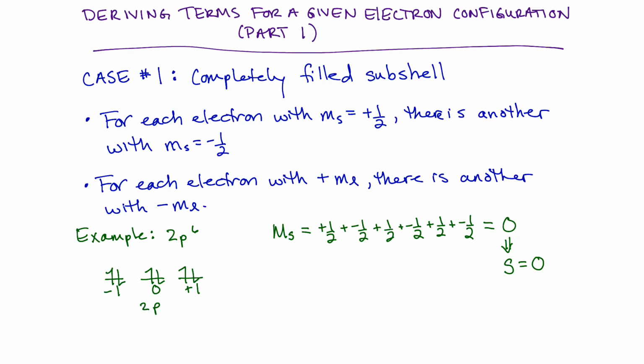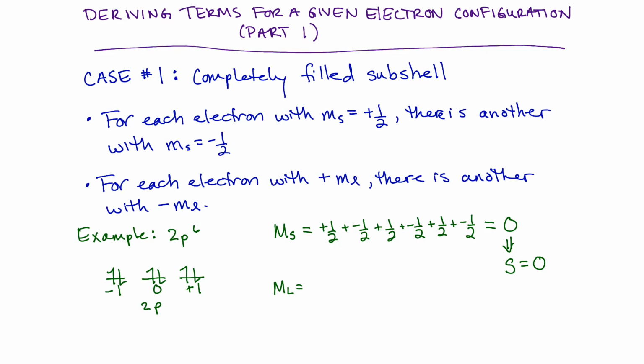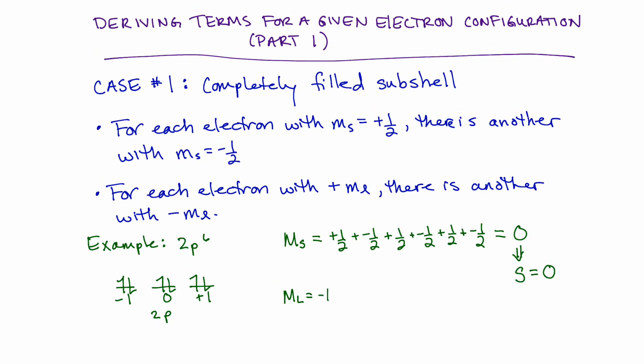We're going to do the same thing with the big M sub l. We take the sum of all of the little m sub l values for each electron. If we look here, we have 2 electrons with an m sub l of -1, 2 electrons with an m sub l of 0, and 2 electrons with an m sub l of +1. If we add those all up, we get -1 plus -1 plus 0 plus 0 plus 1 plus 1, which turns out to be, once again, 0. For every value of m sub l, there's going to be a corresponding value of minus m sub l, so everything cancels out again.